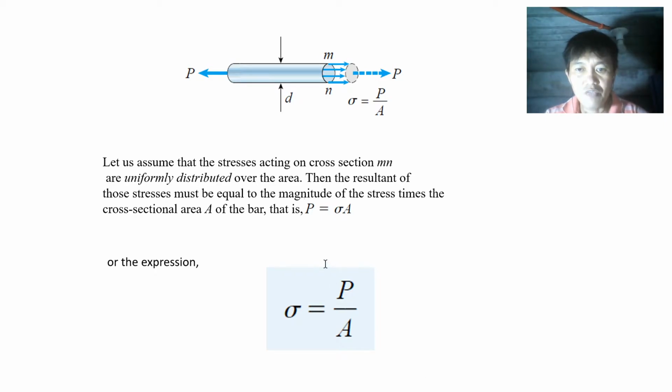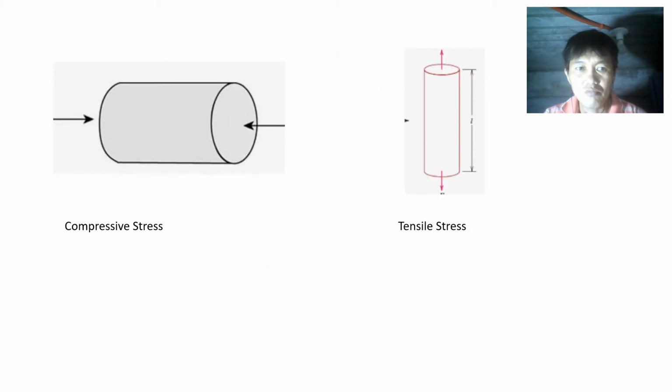As you follow the equation, this equation gives the intensity of uniform stress in an axially loaded prismatic bar of arbitrary cross-sectional shape. When the bar is stretched by the force P, the stresses are tensile stresses. If the forces are reversed in direction, causing the bar to be compressed, we obtain compressive stresses.